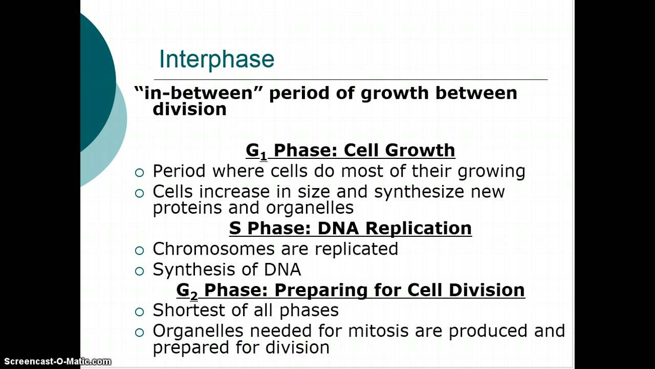Then into the G2 phase, otherwise known as gap 2 phase. This is the shortest and quickest of all of the different phases. A lot of the organelles and things that are needed for the actual division, the actual splitting of the cell into the two daughter cells, are produced here. A lot of the organelles and molecules are made here that are going to be needed for the actual division of the cell. This is the final preparation for cell division when the cell enters into mitosis.